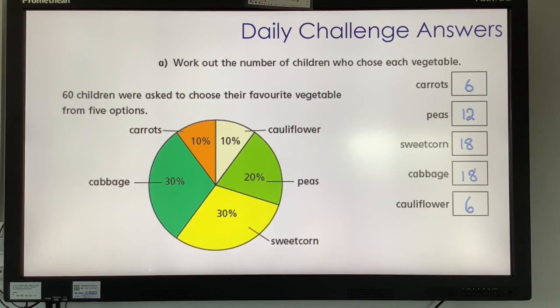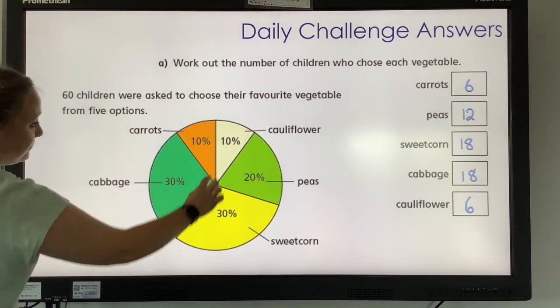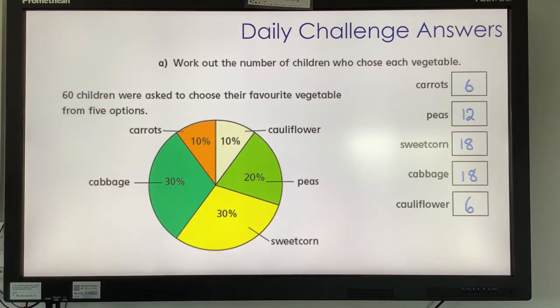Then the answers for vegetables. So you've got 60 children. Well, straight away here, carrots is 10%. 10% of 60, you just divide 60 by 10. So 60 divided by 10 is 6. So you know straight away that 6 children like carrots. You've also got the same for cauliflower, 10% here. So again, cauliflower is 6.